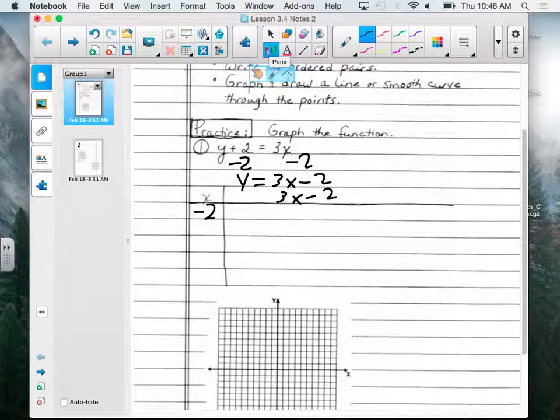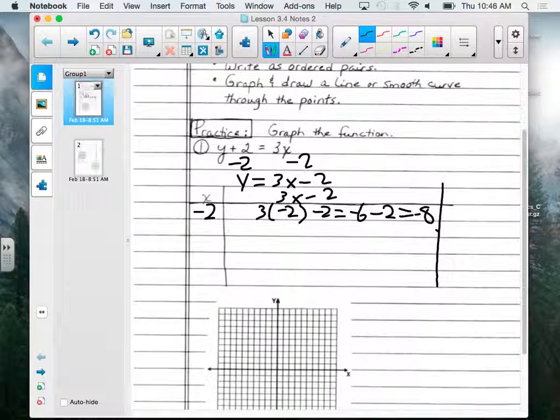Okay, so plug that in for x in our function. So 3 times negative 2 minus 2. 3 times negative 2 is negative 6, right? Minus 2. And that equals negative 8, right? So then, near the right side of your table, you make your x, y ordered pair section. Then you write the two values as an ordered pair. Negative 2, negative 8.